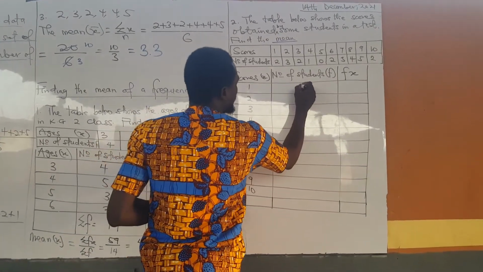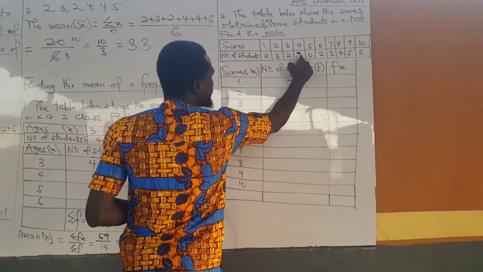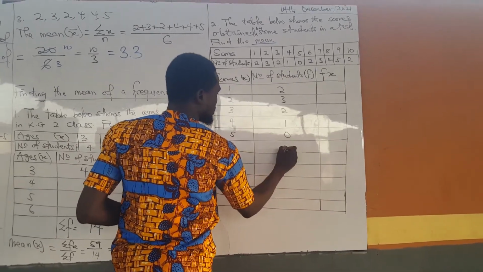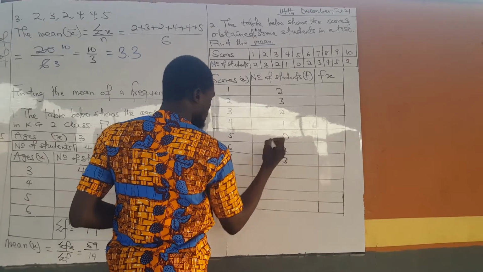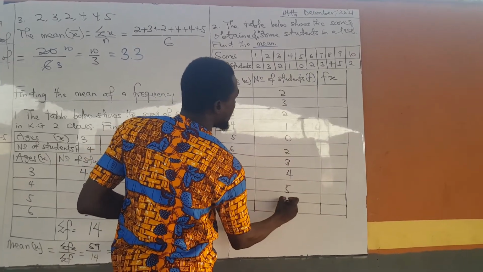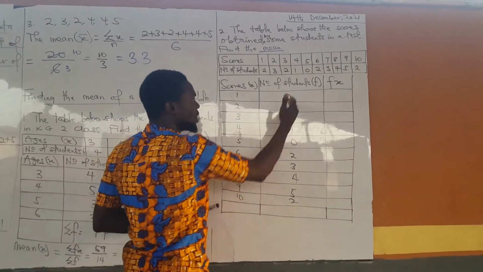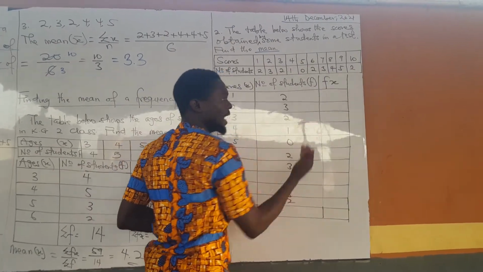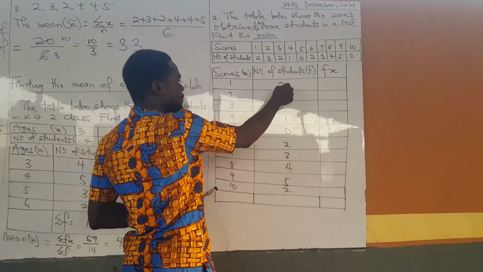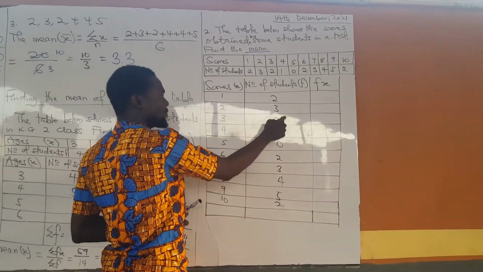So with X of 1, we have a frequency of 2, 2 is 3, 3 is 2, 4 is 1, 5 is 0, 6 is 2, 7 is 3, 8 is 4, 9 is 5, and finally 10 is 2. So these are the X values, the F values, then your Fx. And Fx is F times X.